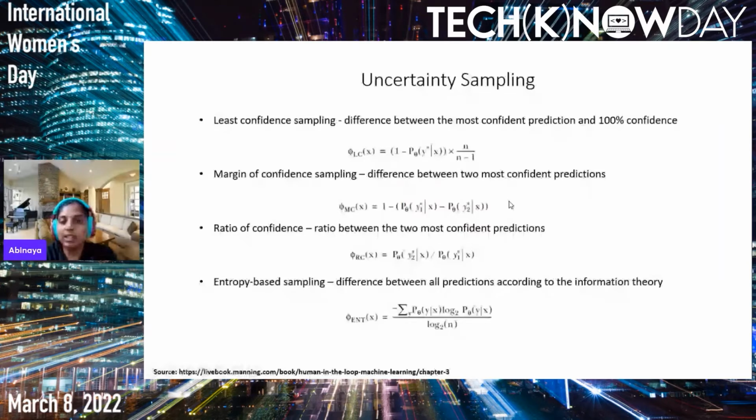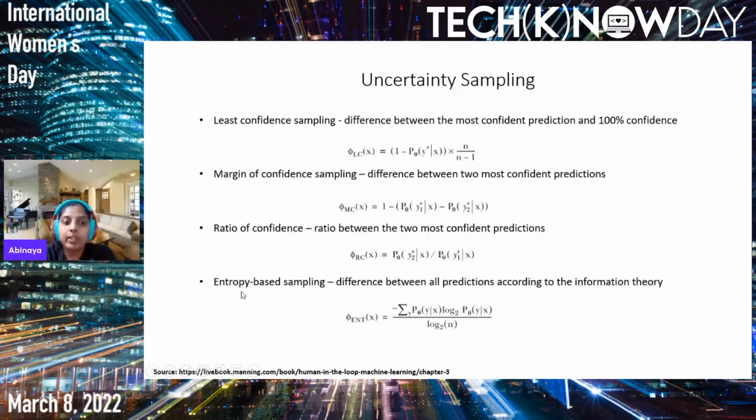Ratio of confidence method is where you calculate the ratio between the two most confident predictions. So this is similar to the previous one, except that we are dividing the second most confident probability by the most confident probability. So this will also give you a value between 0 and 1.